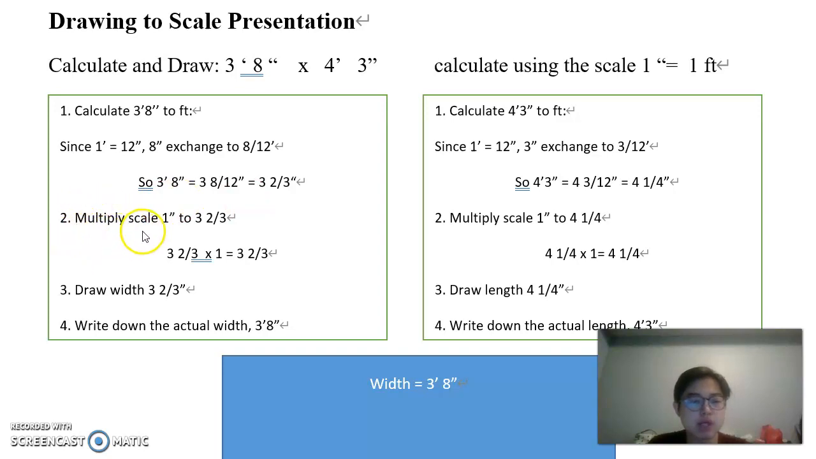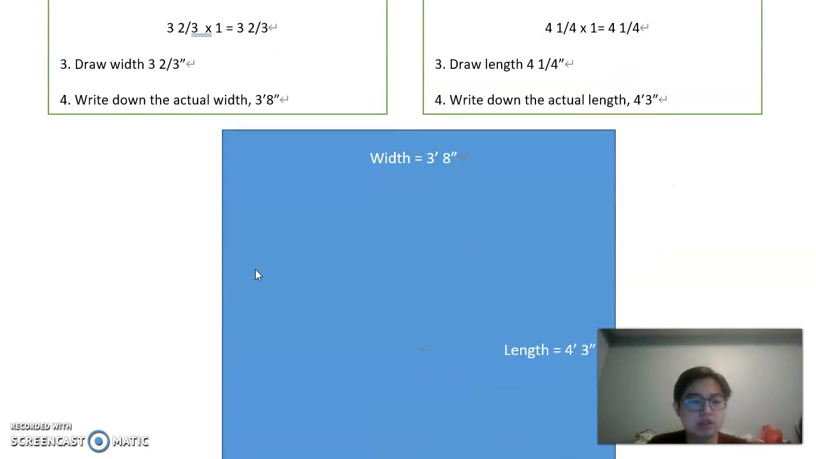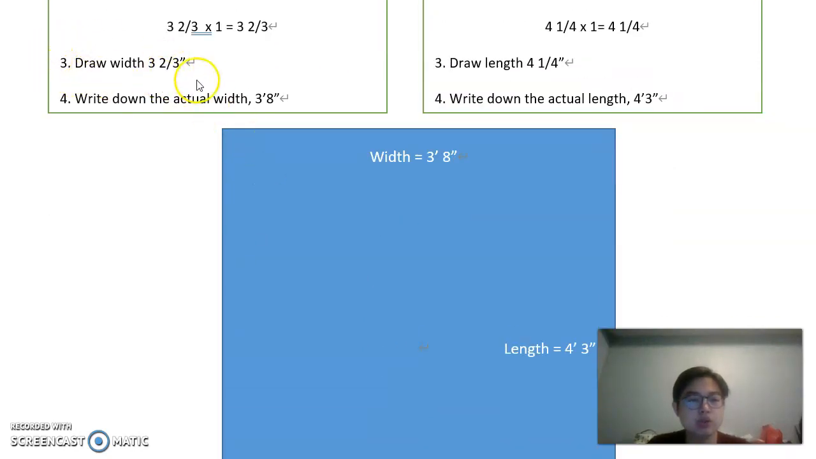And then we need to multiply the scale 1 inch by the number. The calculation is 3 and 2 over 3 times 1, which is the same, 3 and 2 over 3. And then we need to draw the width, 3 and 2 over 3 inches, here. And lastly, for this part, we write down the actual width, which is 3 feet 8 inches.